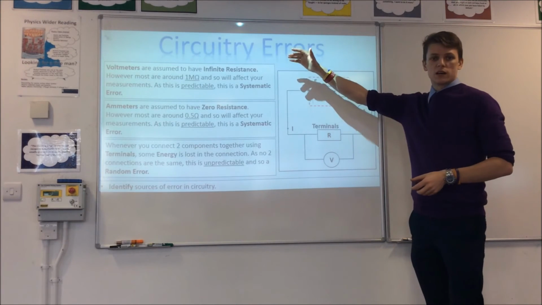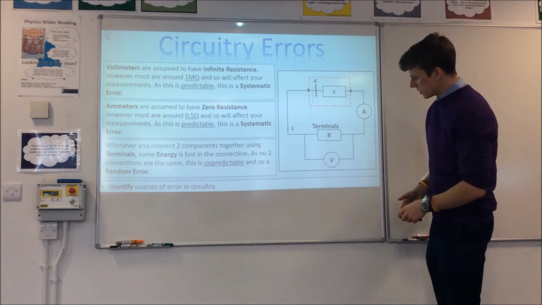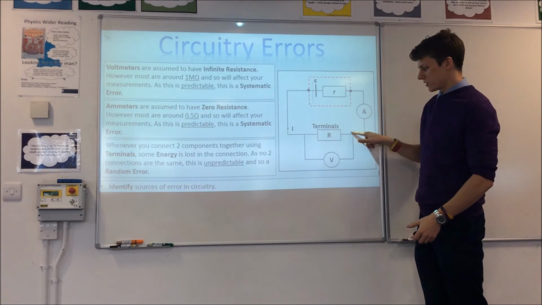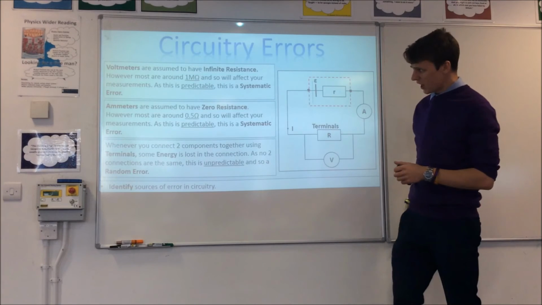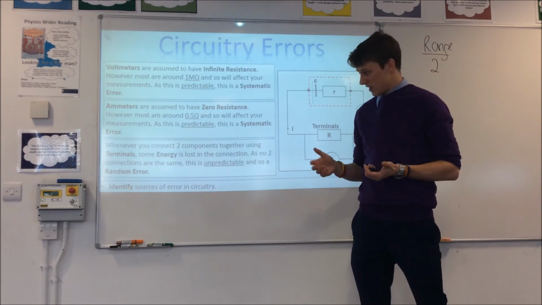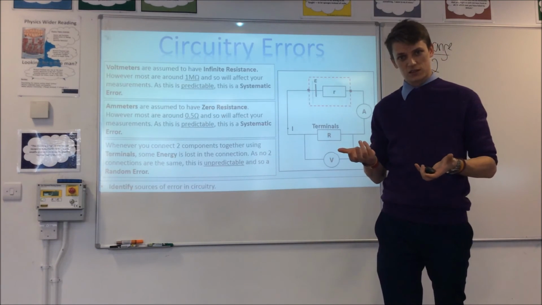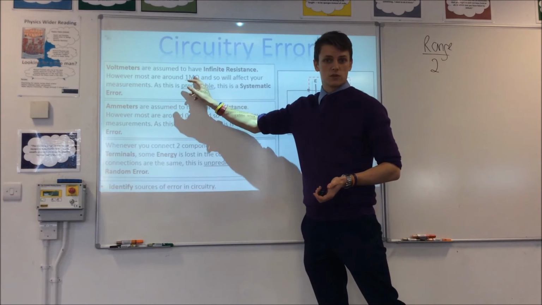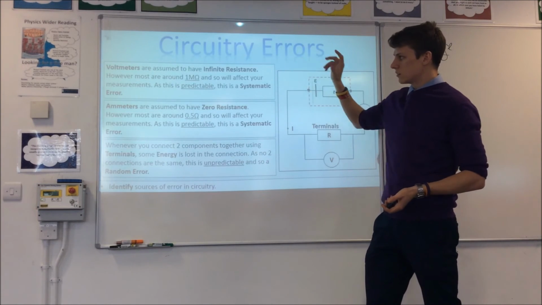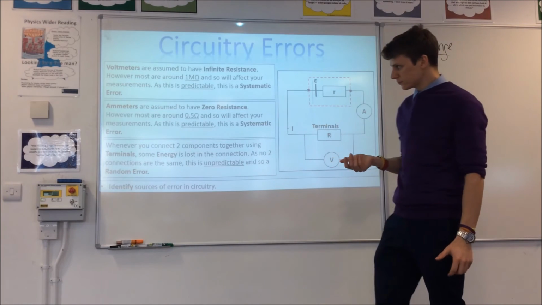A voltmeter, in order for it to not affect your circuit, is assumed to be infinite resistance. Because what we want to assume is that no current goes round through the voltmeter, all the current goes through here as normal. However, most of them are about 1 megaohm, which seems really big, and it is, but once you start getting into the later stuff, looking at capacitors, where you are dealing with resistances of this sort of scale as well, this will have a significant impact on your circuit. But because it's a predictable type error, that will be a systematic type error.